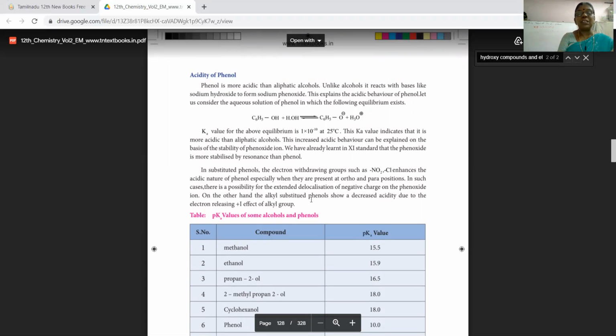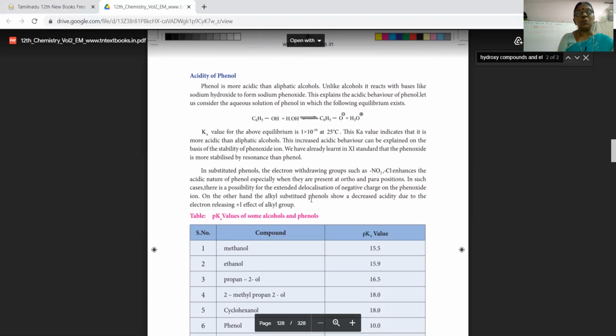Let us consider the aqueous solution of phenol in which the following equilibrium exists. That is C6H5OH, phenol, plus HOH, that is water, in equilibrium with C6H5O−, phenoxide ion, plus H3O+, hydronium ion. The Ka value for this equilibrium is 1 × 10^-10 at 25 degrees centigrade. This Ka value indicates that it is more acidic than the aliphatic alcohols. The increased acidic behavior can be explained on the basis of the stability of phenoxide ion.